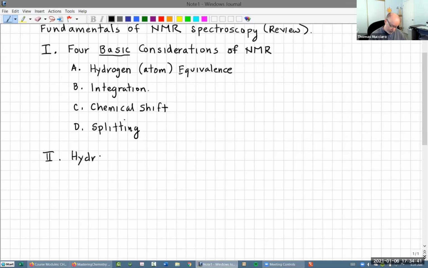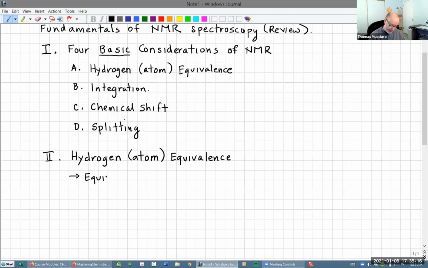atom equivalence. Now, we're going to focus on hydrogen equivalence, but effectively, atom equivalence is a general property of atoms that are covalently bonded in a molecule. So when we do carbon NMR, we talk about equivalent carbons. We're going to do hydrogen NMR, what we call proton NMR, talk about equivalent hydrogens, okay? All right, so first of all, a definition, okay?